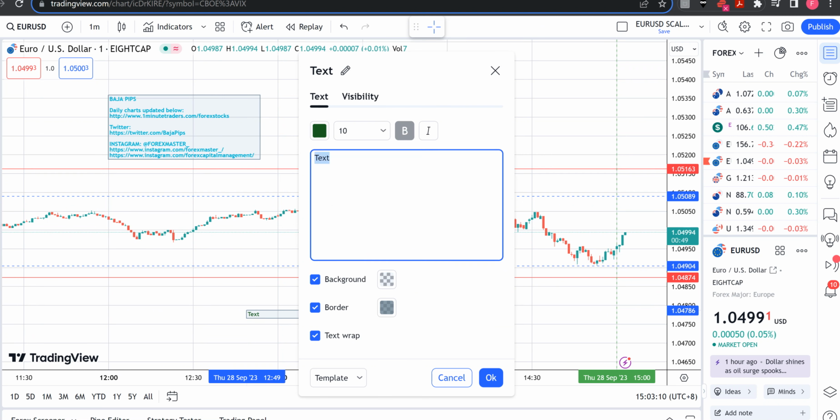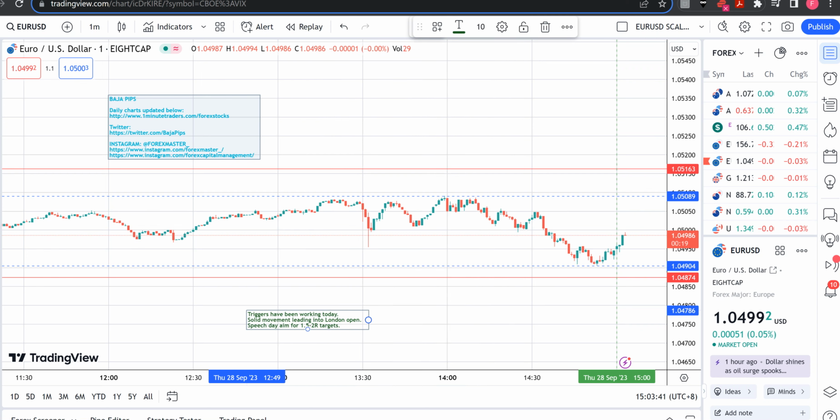See, it literally took a couple minutes. Triggers have been working today. Solid movement leading into London Open. Speech day, aimed for 1.5 to 2 targets. All right, there we go. That's it. That's all I got to write. Now, very simplified, my system.